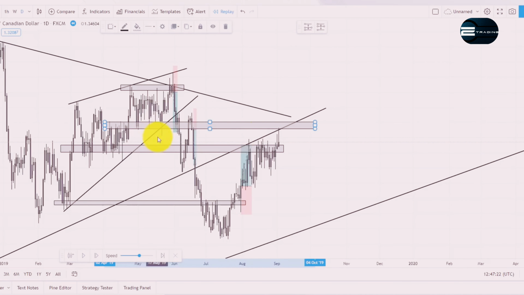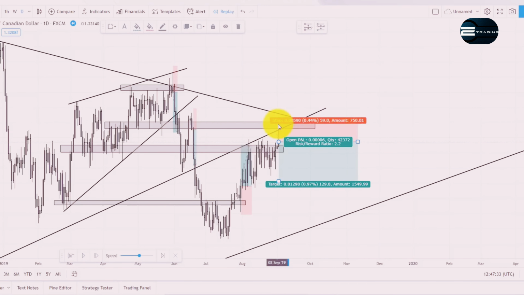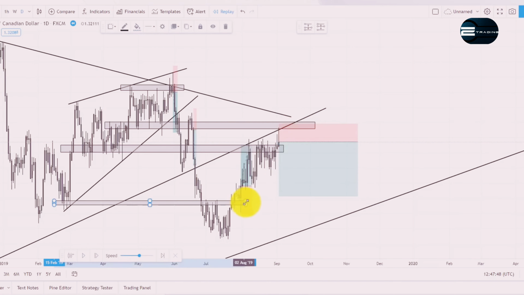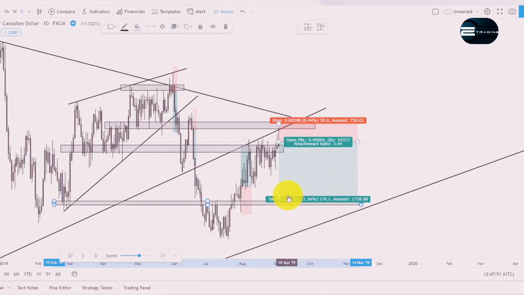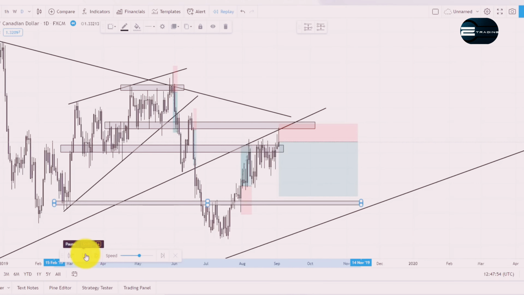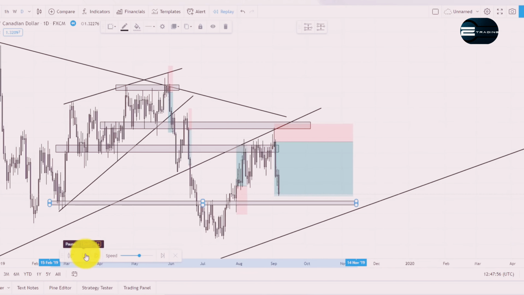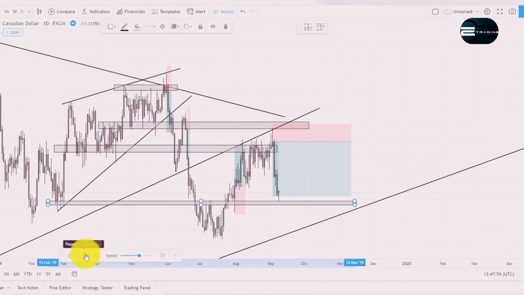And you will see that the long wick touched the trend line but did not break properly. It's a rejection. So we enter a sell trade here. We won this trade too.